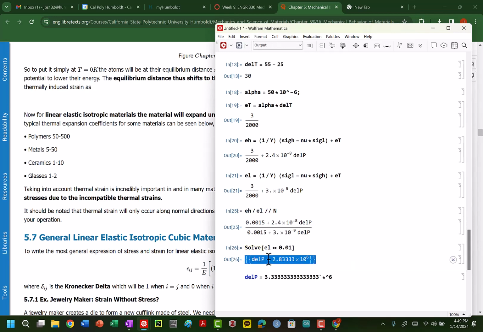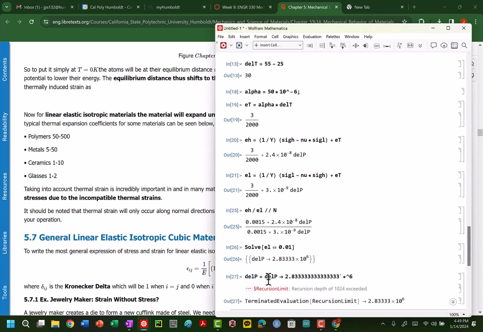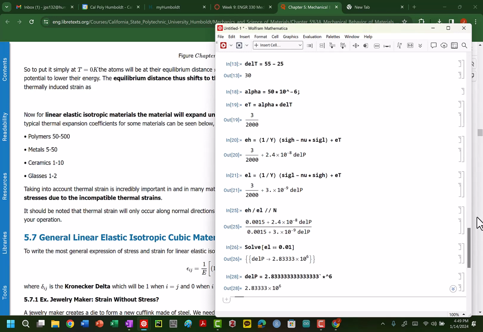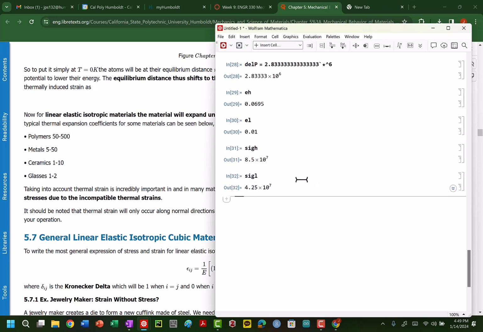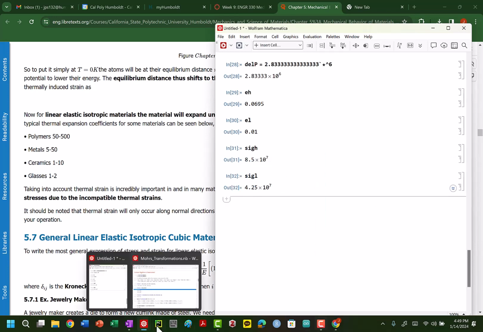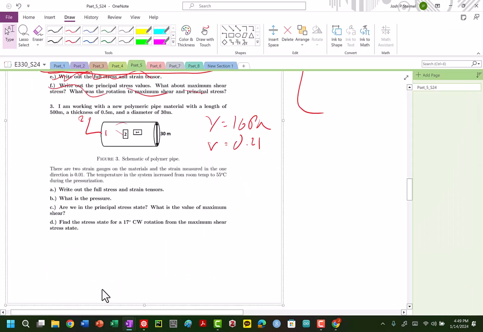So this is our del P. We're going to expand out. Oops. Del P is equal to this. And now we can write out all of our values. EH, EL, sig H, sig L. We got it. Fantastic. Let's go back. Write out the full stress and strain tensors. We got this. Pressure. Are we in the principal stress state? Yes. What is the value of maximum shear?